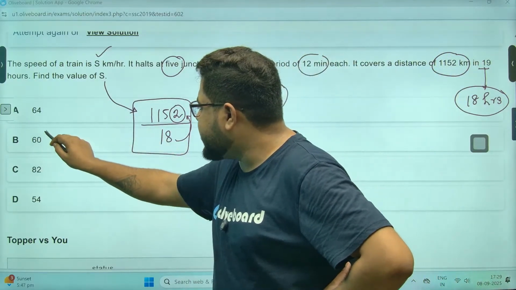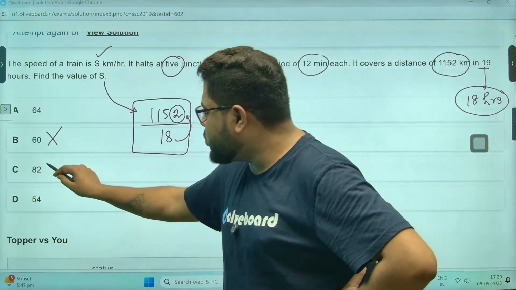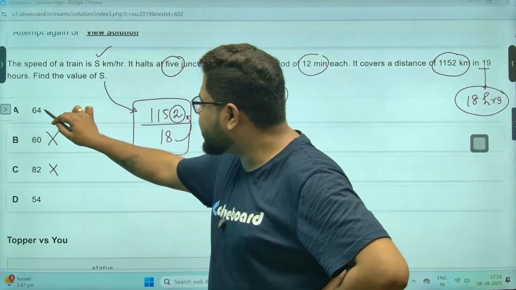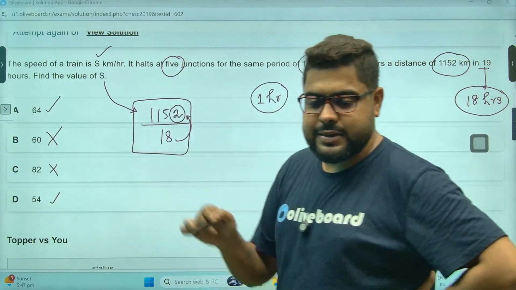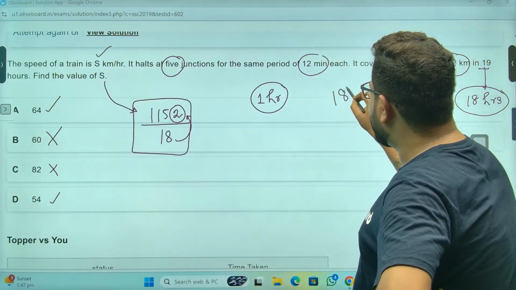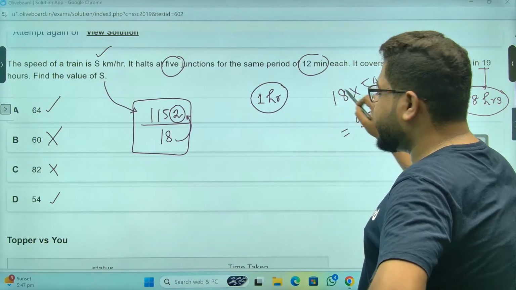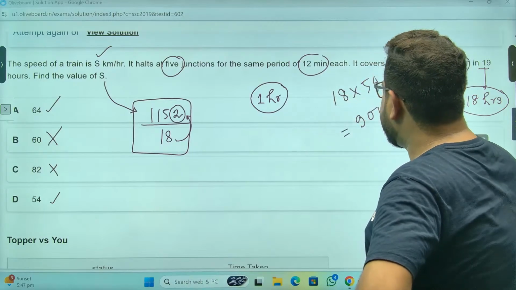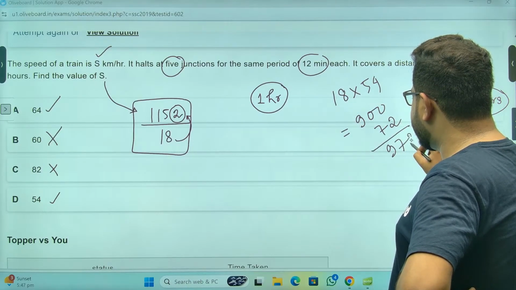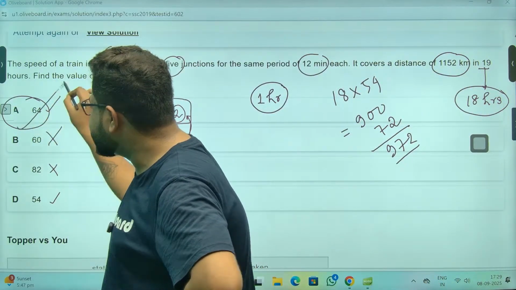18 into 60 will be ending in 0, cannot be. 18 into 2, 8 2s are 16, cannot be. 18 4s are 32, this too can be the answer. But now 18 into 54: 18 into 5 is 90, meaning 18 into 50 is 900, plus 18 into 4 is 72. So that is 972, it is greater. So my answer is option A.